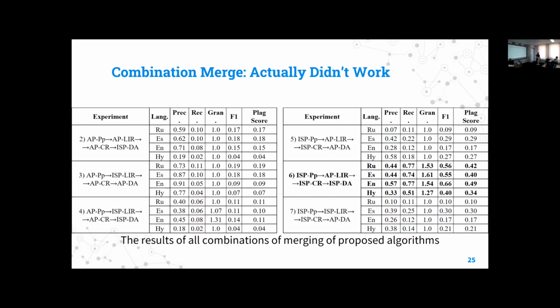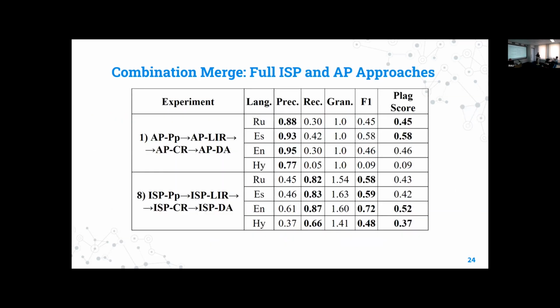So the combination merge approach actually didn't work, because different parts of the algorithms worked pretty badly with each other, and they are focused on different tests. So I won't focus on this. We got pretty decent results in this 6th step, but they are also lower than the actual ones.